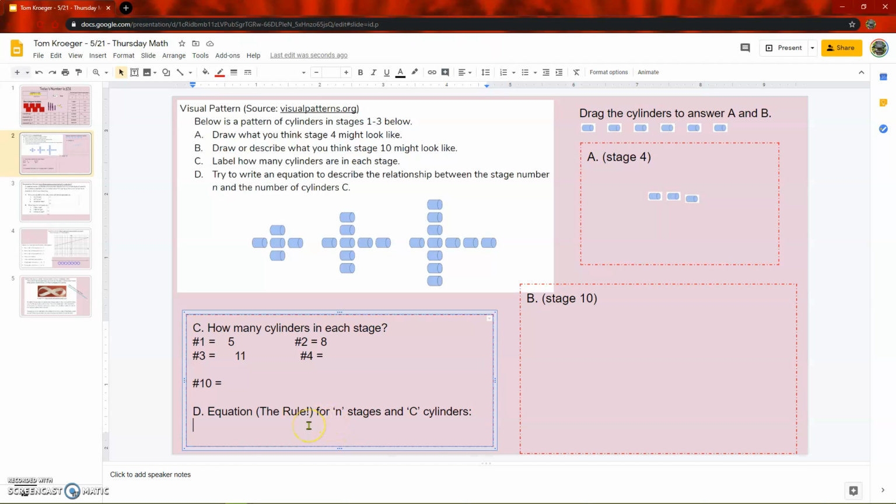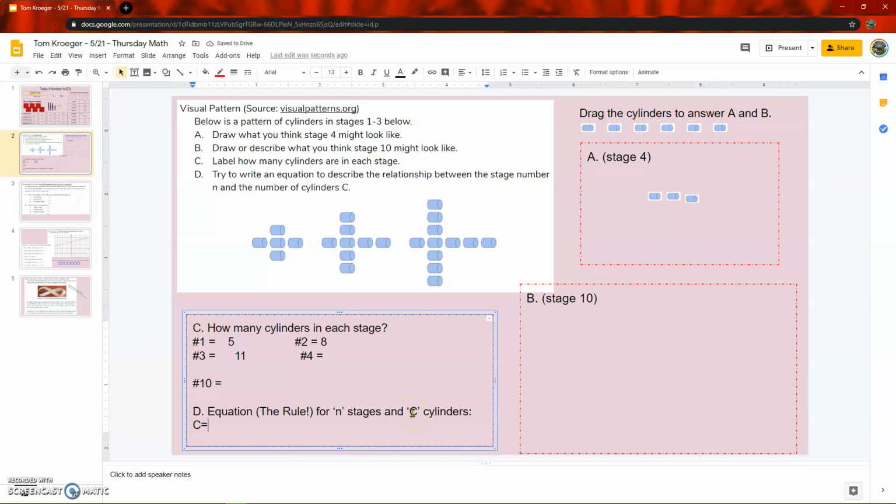So for any stage, think about what is our independent, what is our dependent variable. What changes and what stays the same? What do we know? What do we choose? And what do we want to know? Think about what we want to know with these. We want to know how many cylinders. So we would write some sort of equation that starts with C equals.